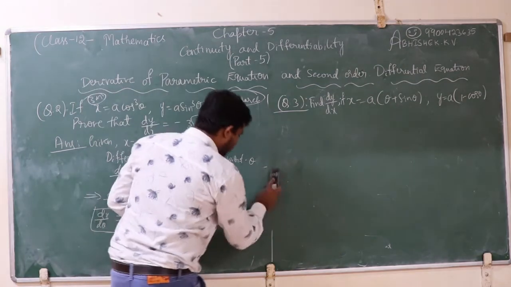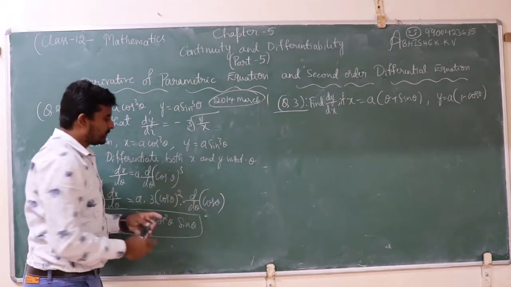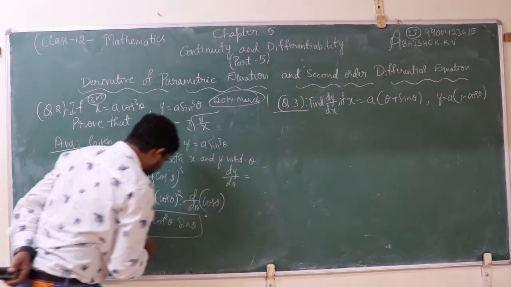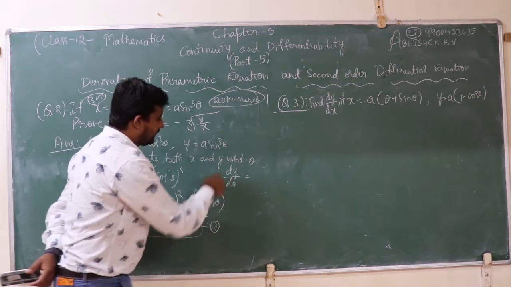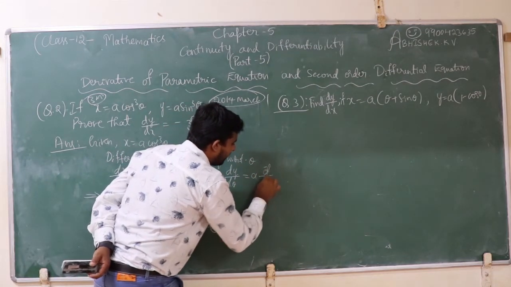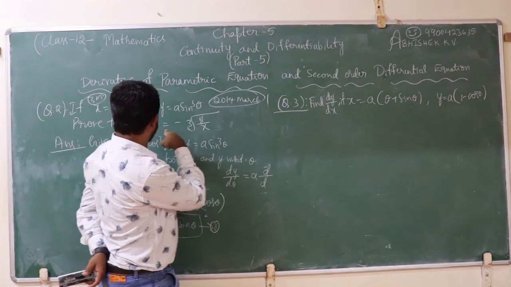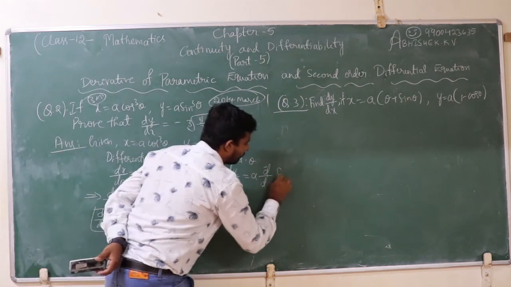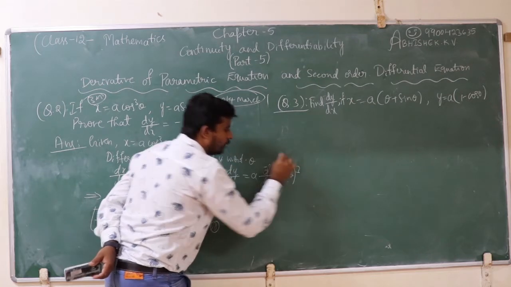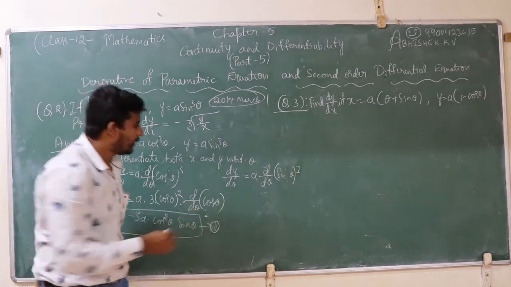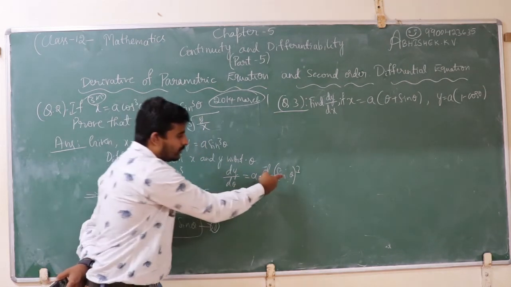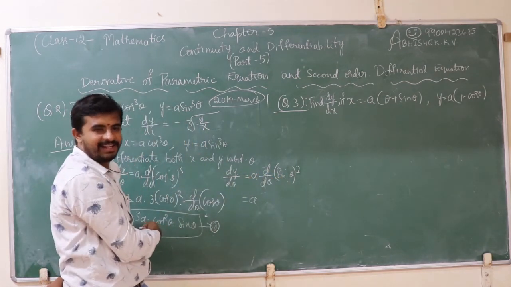So next, we need to differentiate y with respect to theta. Call this as equation 1. dy by d theta is equal to a into the derivative of sin cube theta with respect to theta. Sin cube theta can be written as sin theta whole cube. Again, it is of the form x to the power of n. This is equal to a into, instead of x, we have sin theta here.